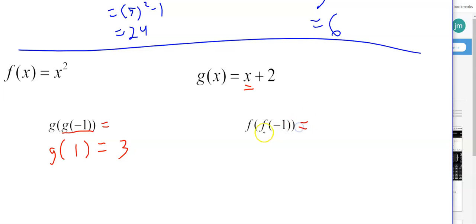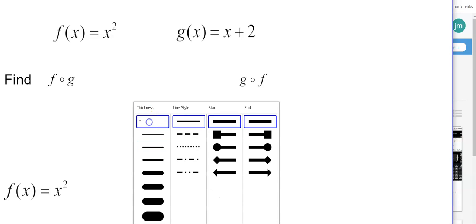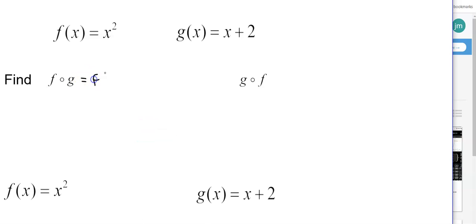This one, f of negative 1, the inside part is, f of negative 1 would be negative 1 squared, which is positive 1. Plug that into the f function again, so 1 squared is 1. And now we're just doing this with, it doesn't look like we're plugging in anything into here. So it's understood, when you see this, it means the same thing as f of g of x. We don't know what to plug in, so we're plugging in x. And that's very common to plug in an x for something like this.